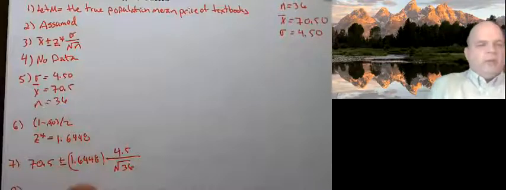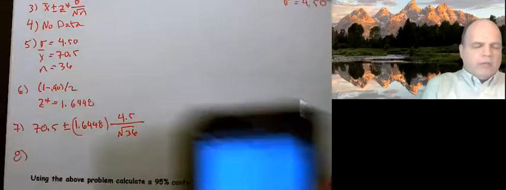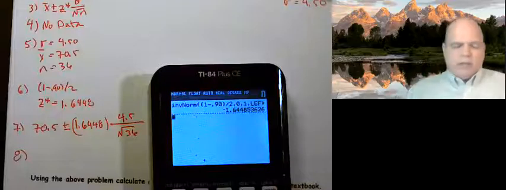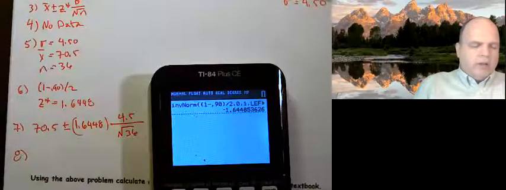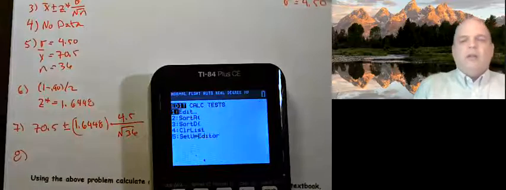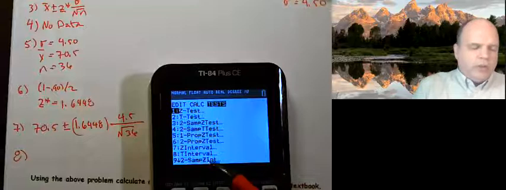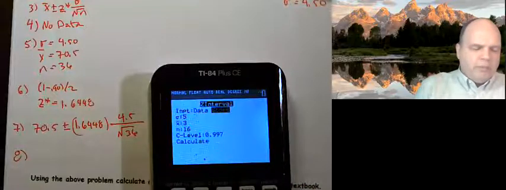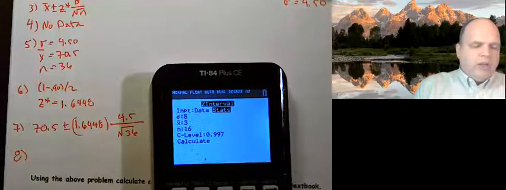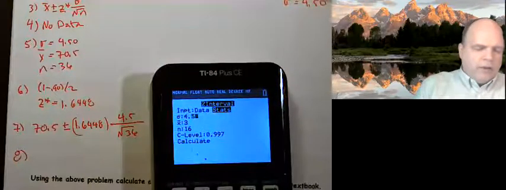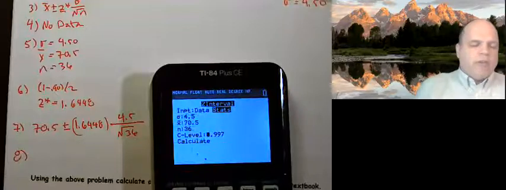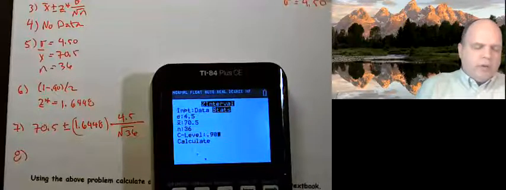Part 8 says calculate the interval. So stat, arrow over to test. We're going to look for a Z interval, which happens to be number 7. My standard deviation, it was 4.5. My X bar, we got 70.5. They told us that from the problem. My sample was size 36. And my confidence level, they wanted us to use a 0.90 confidence level.